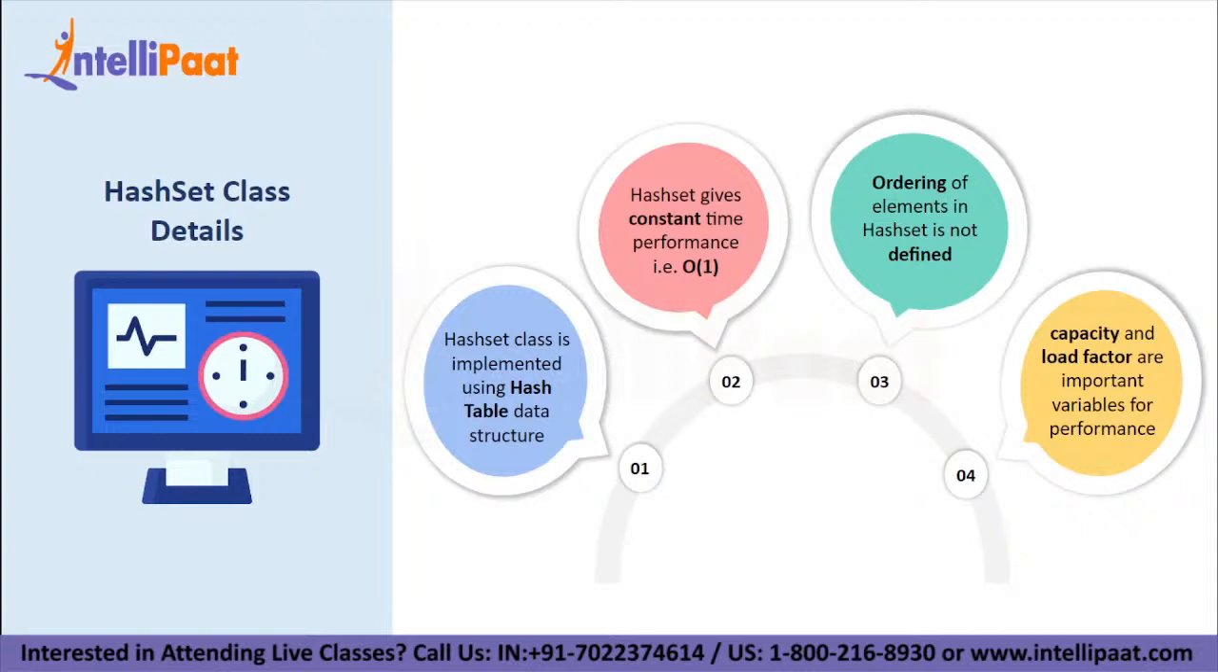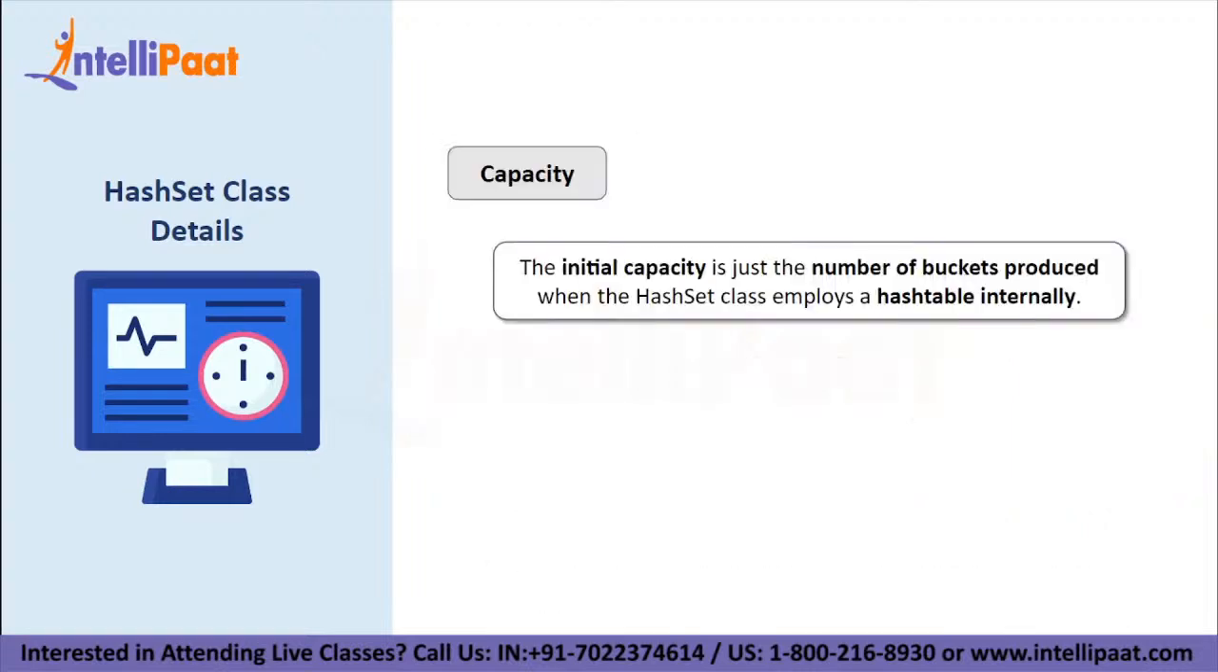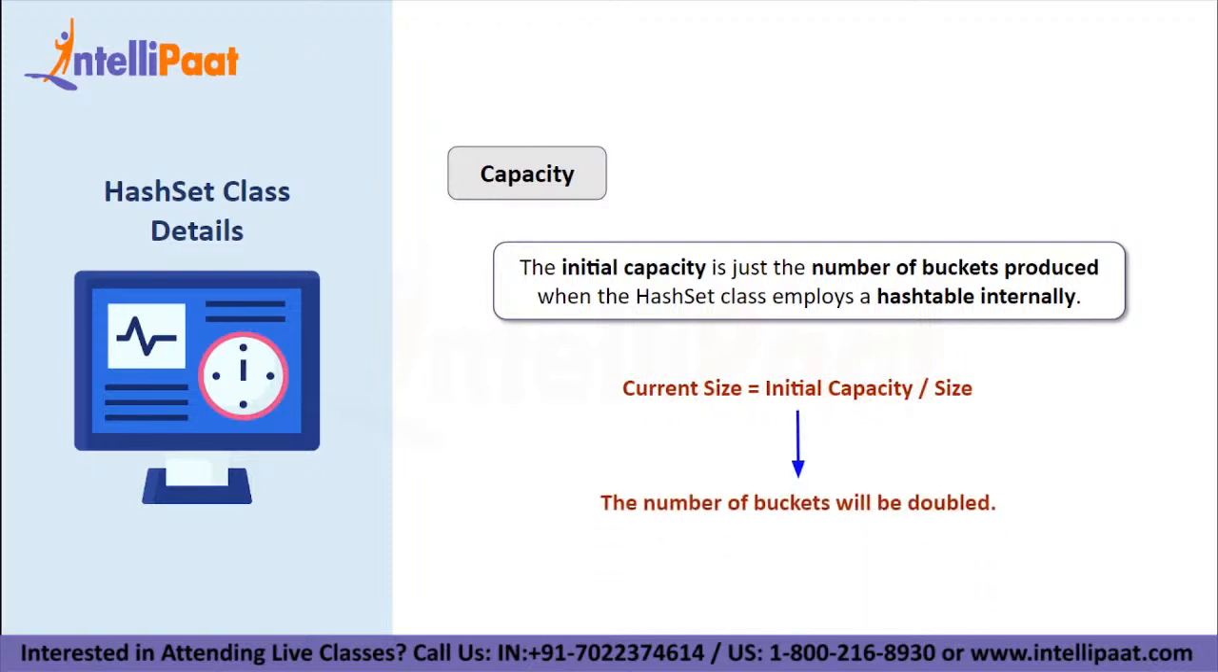I think this is difficult to understand if you are unaware of the terms capacity and load factor. But don't worry, I'll tell you guys what these variables are all about. First, we shall understand the term capacity. The initial capacity is basically the number of buckets formed when a hash table is employed internally by the HashSet class. If the current size is equal to the initial size or capacity, the number of buckets will automatically be raised to allow dynamic storage of multiple elements.